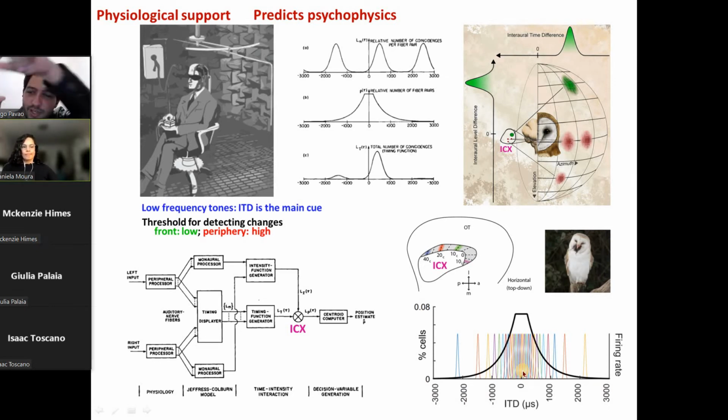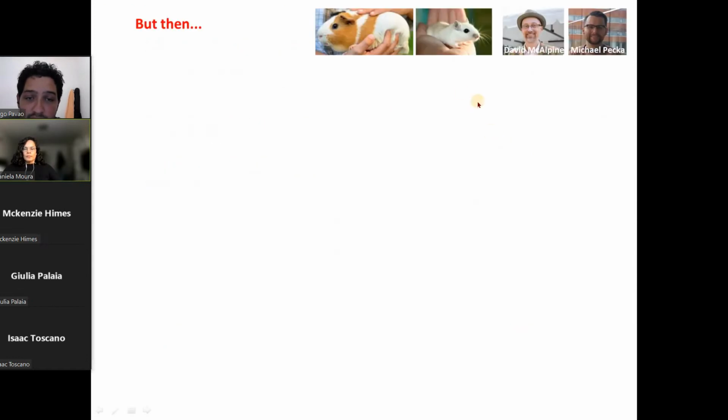Each position of the world makes a tiny part of the retina fire, and this whole story goes up to the cortex, right? But in the owl there is this labeled line thing, where each ITD, each position, is coded by a specific neuron. And when they stuck the electrodes in the inferior colliculus of the, I don't know how to say this in English. It's guinea pig, I think. Guinea pig, yeah. Exactly.